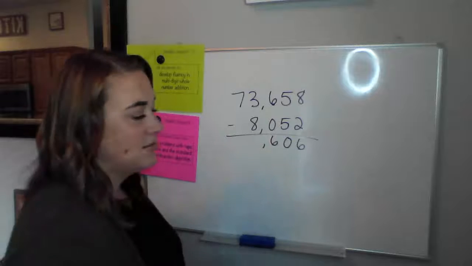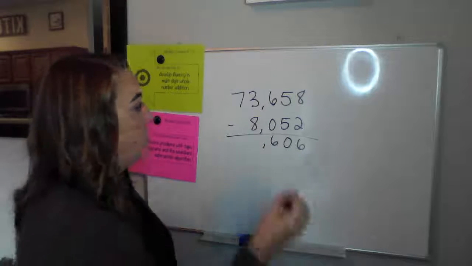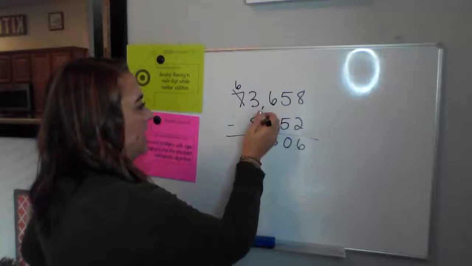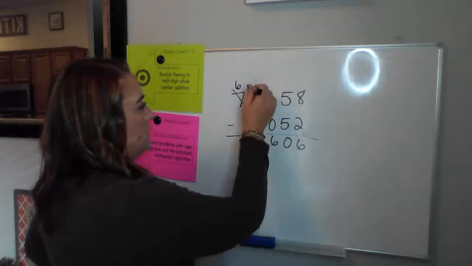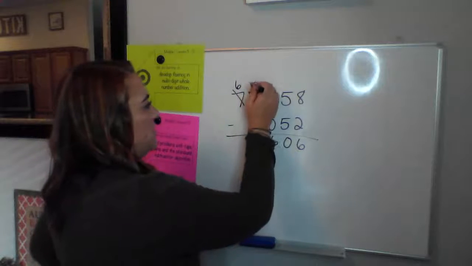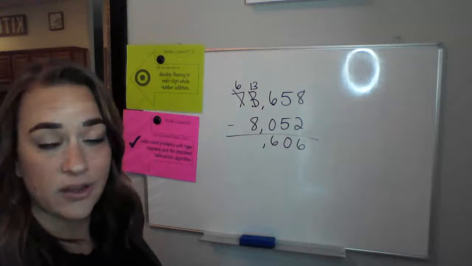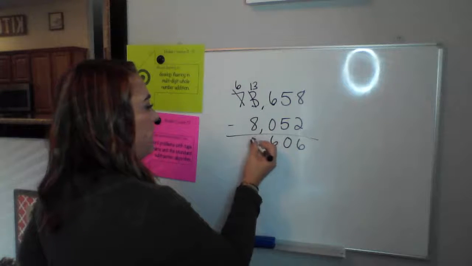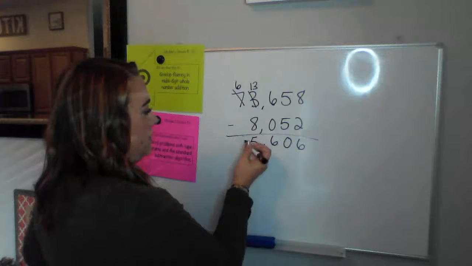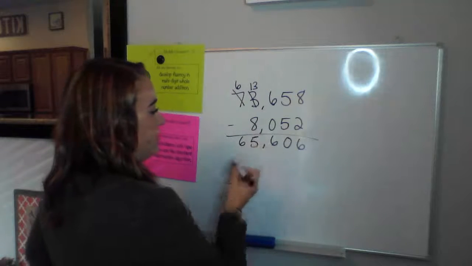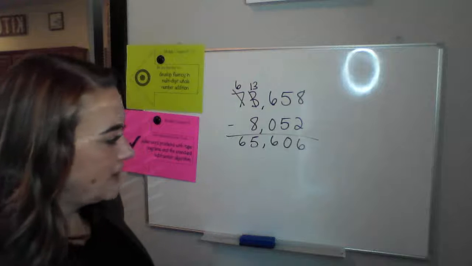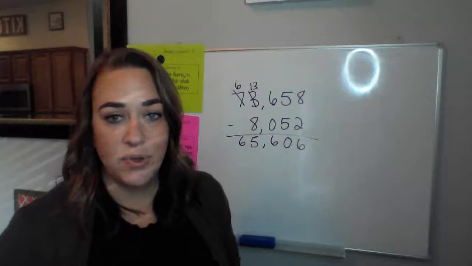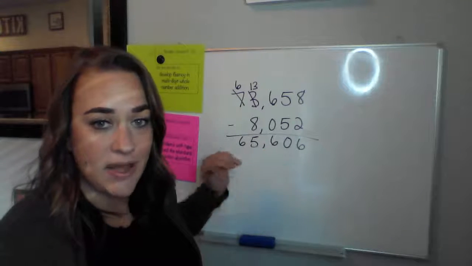3 minus 8, I don't have enough to take away 8, so I'm going to borrow and unbundle. So my 7 is going to become 6. I'm going to add 10 here, which is going to make that 3 a 13. So now I can subtract. 13 minus 8 leaves me with 5. And then 6, we're going to bring it on down because there's nothing to subtract. So 65,606 boxes remain. So you would put this value into your answer statement.